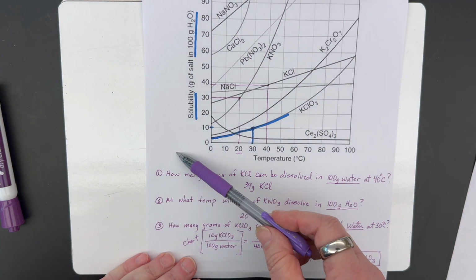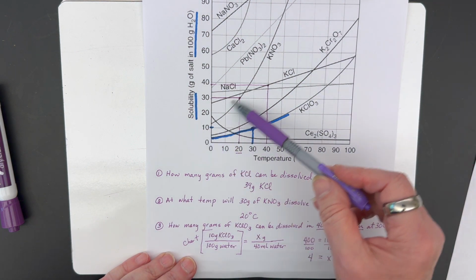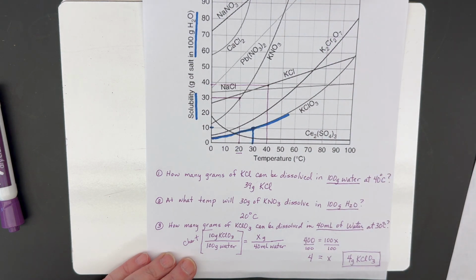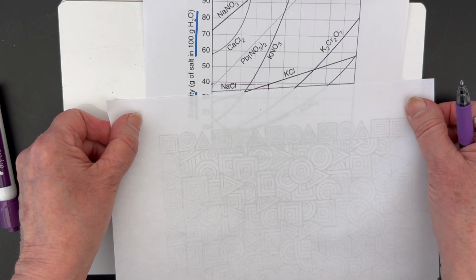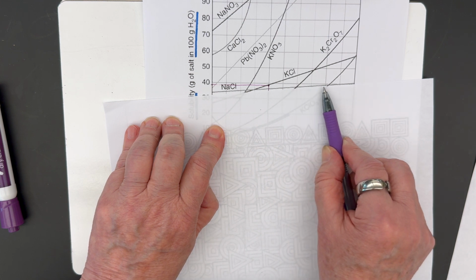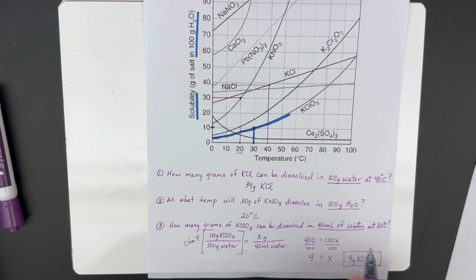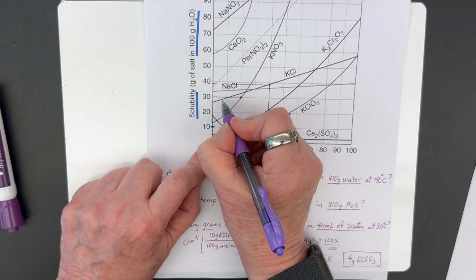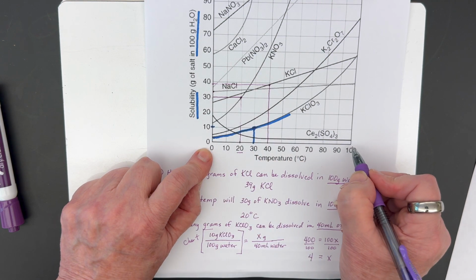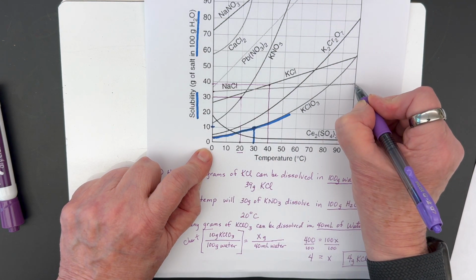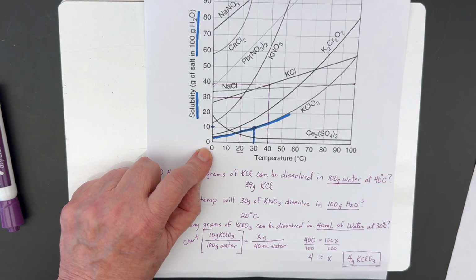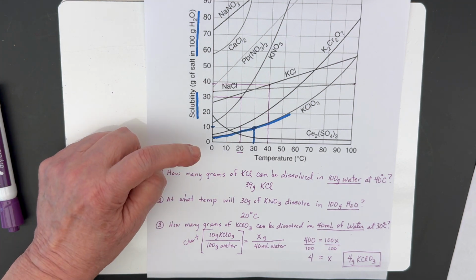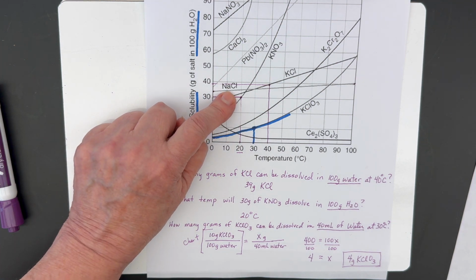Now, I pointed out that salts tend to increase as our temperature increases, the solubility increases. But look at NaCl. It's this line right here. Notice that from freezing of water, 0, it's about 35, all the way up to boiling of water, which is 100, it's about 40. It barely changed. It's pretty level compared to everything else. And this is the main salt that you find in the oceans.